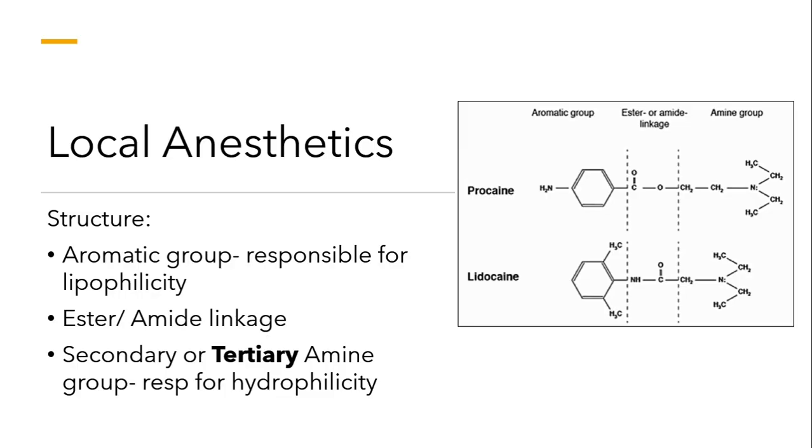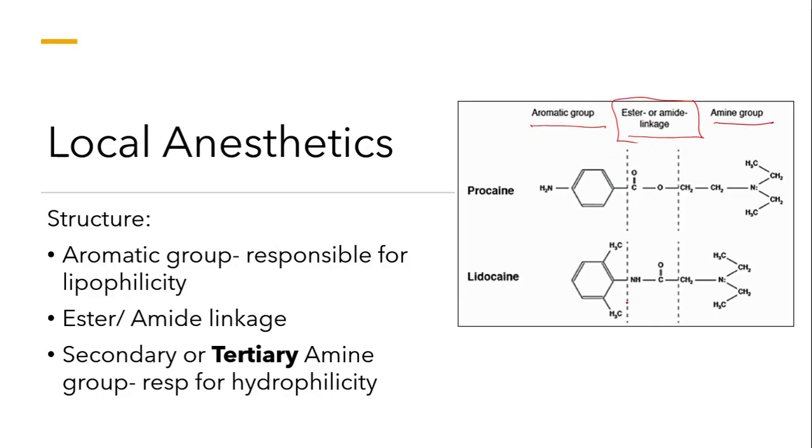Now, basic things about your local anesthetics. Local anesthetics, this is the main structure of local anesthetics. You have three main components. You have an aromatic group, you have either an ester or an amide linkage, and you have your amine group. So the aromatic group right here, it's responsible for lipophilicity, or lipid loving.